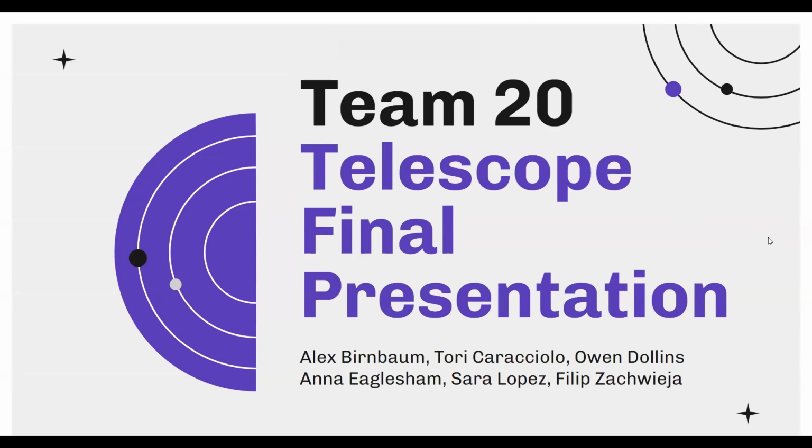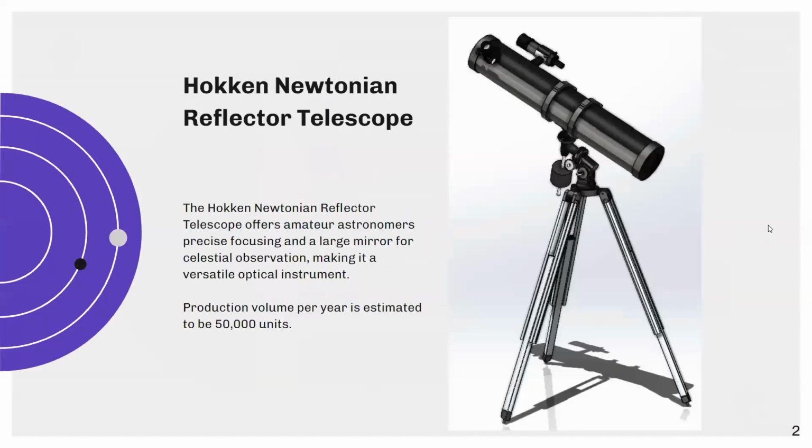We're Team 20, and this is our final presentation. The device we picked is the Hoken Newtonian Reflector Telescope. We estimate this product to be sold at 50,000 units per year.